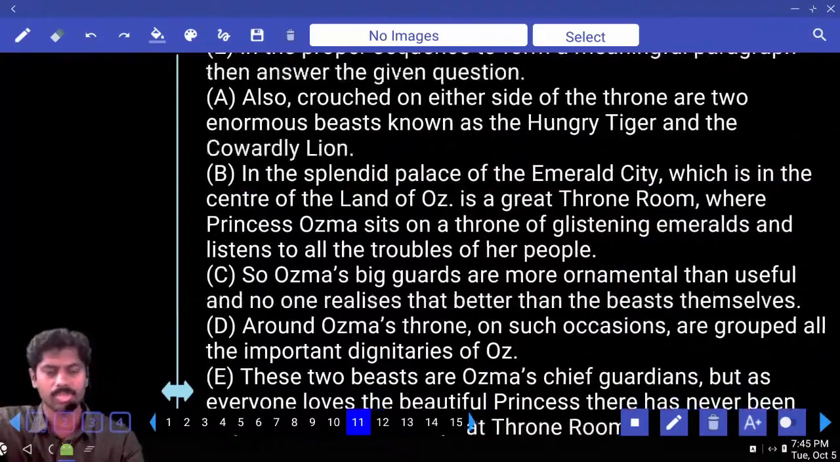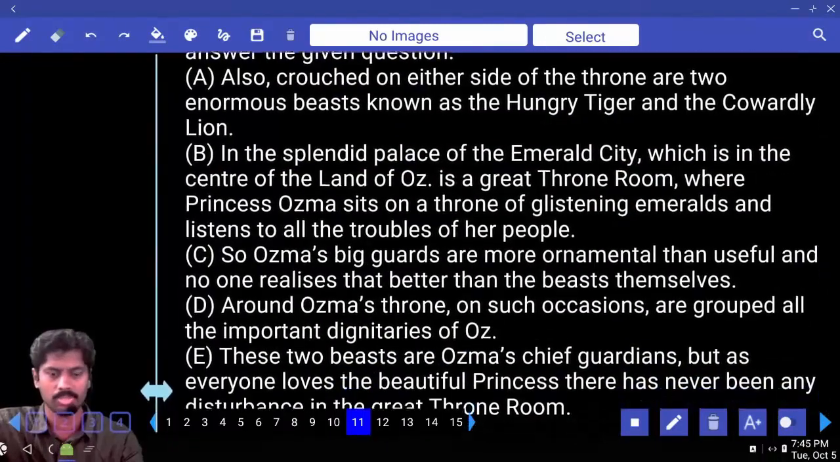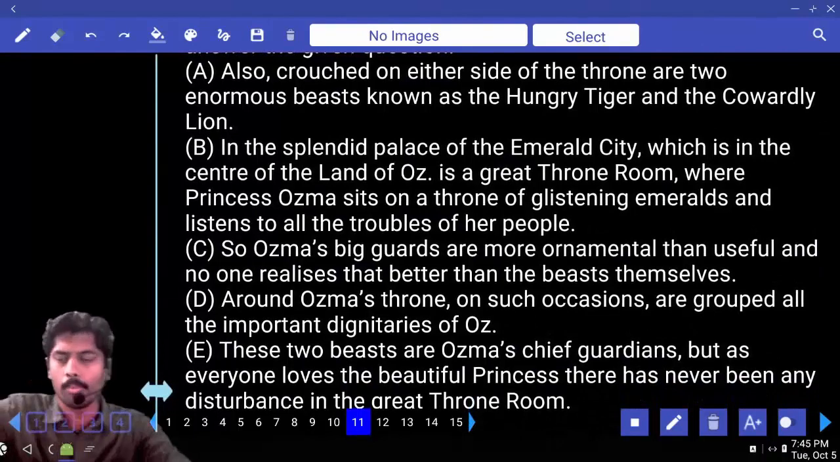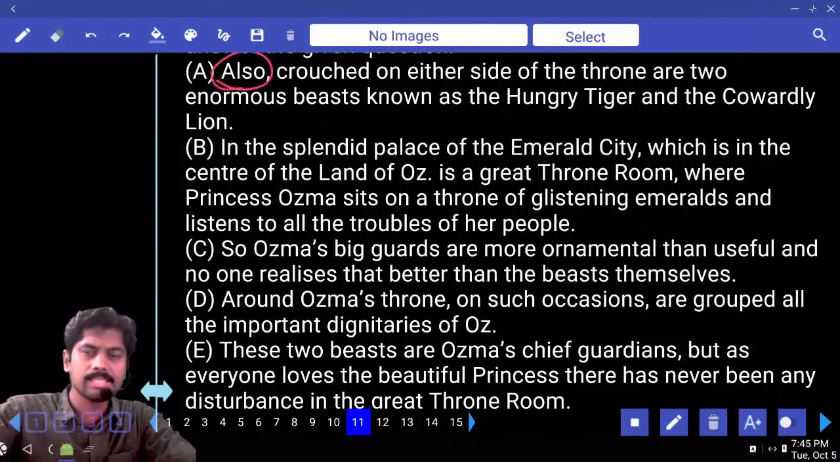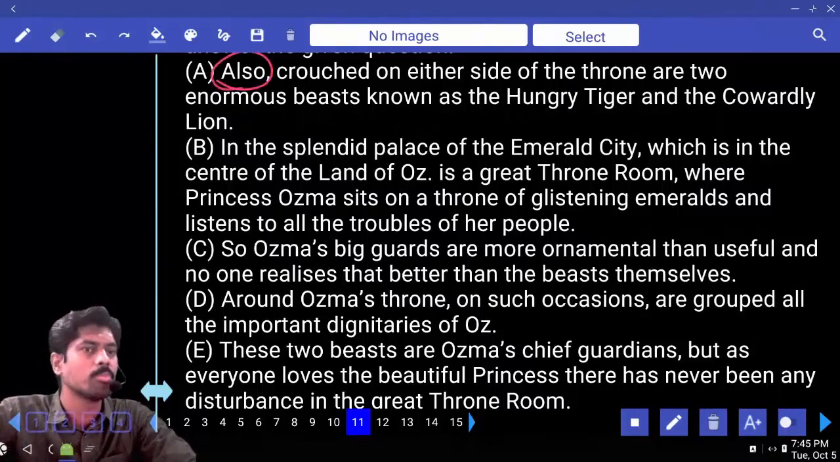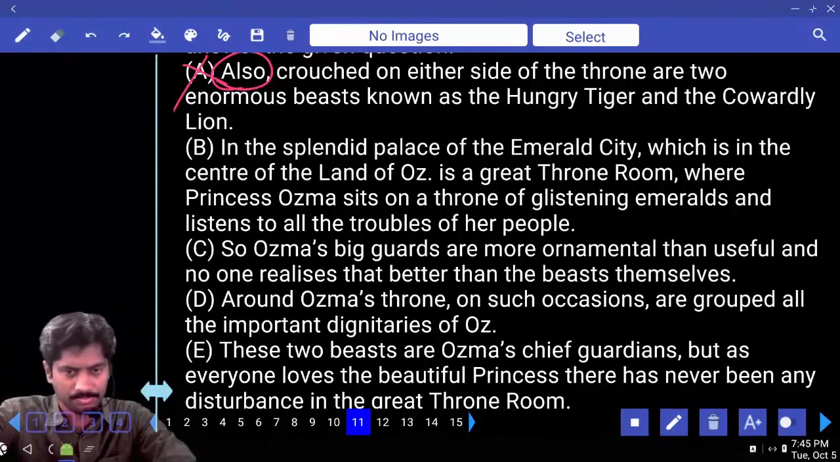Now rearrangement of sentences, we need to arrange A, B, C, D into a proper meaningful paragraph. Also, if a sentence is starting with also, that cannot be the first sentence. Before also, something else has to be there.